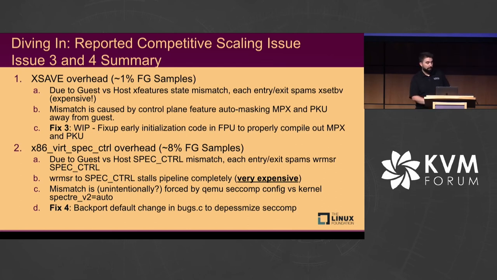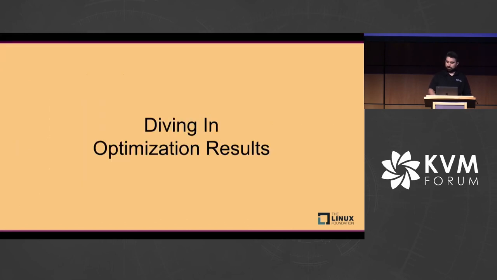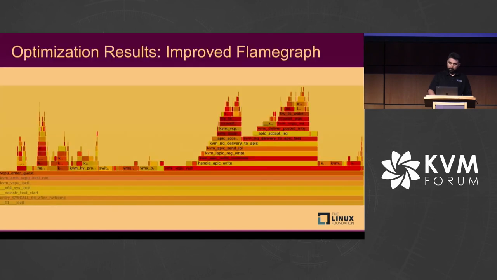So thanks to our friends at Red Hat, they changed the default in 5.16 and above to depessimize seccomp jails, because really that was all kind of window dressing. The commit message for that is really detailed and is in the appendix. So into the kind of spoiler results here, we could see that after we've done some optimizations, the flame graph looks a lot better.